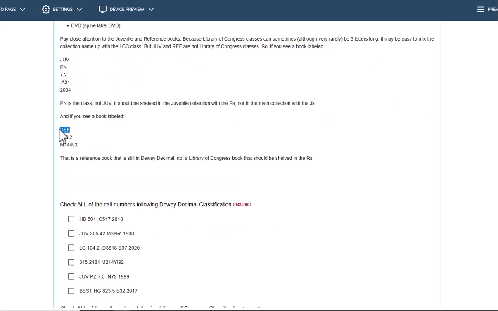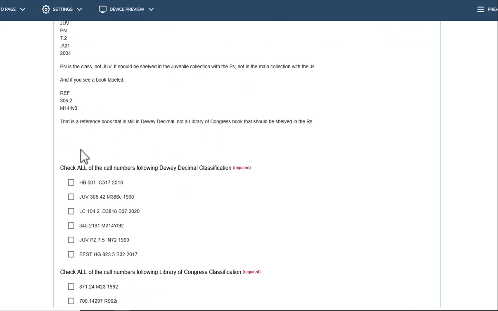Here we have REF, again, not a Library of Congress classification. There are no REF books in Library of Congress, it just means reference. So reference, but then the next line starts with a 3-digit number, 306. So that means that this would be a Dewey Decimal book. I think it's unlikely that we have any Dewey Decimal books still in our reference collection because it doesn't leave the library, so I don't know how that would have happened. But it's possible that maybe the label fell off. So again, just keep an eye out, make sure that you're not getting tripped up by this.